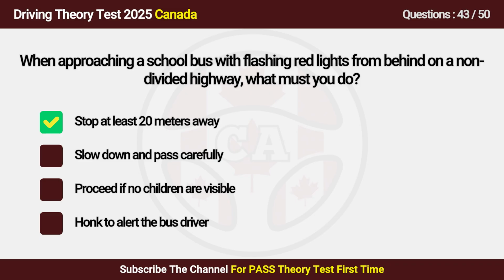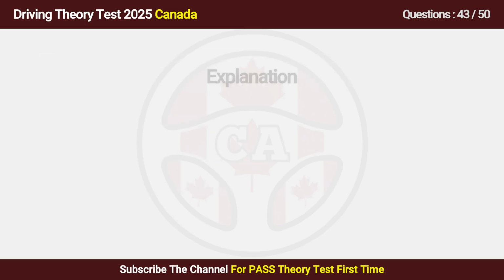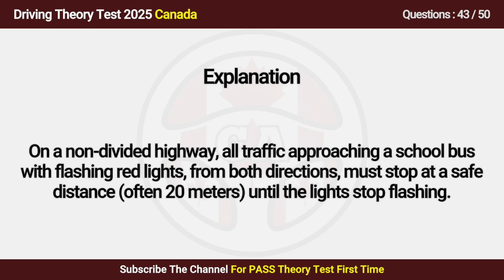Answer is A. Stop at least 20 meters away. On a highway, all traffic approaching a school bus with flashing red lights from both directions must stop at a safe distance, often 20 meters, until the lights stop flashing.